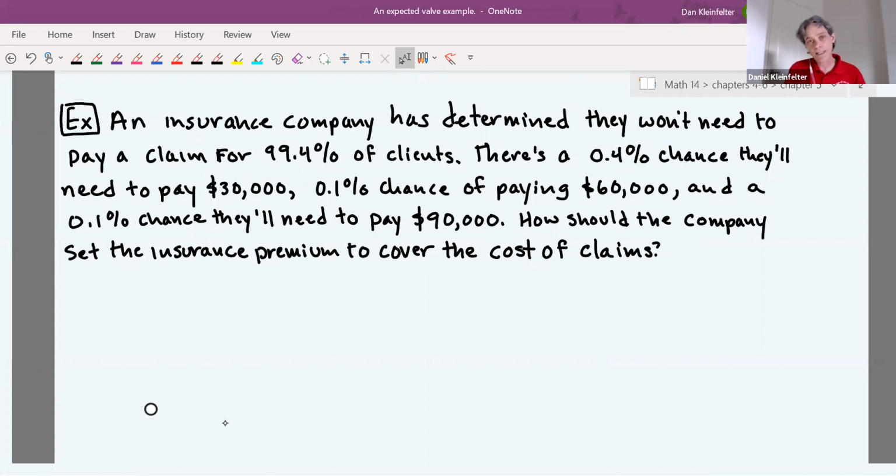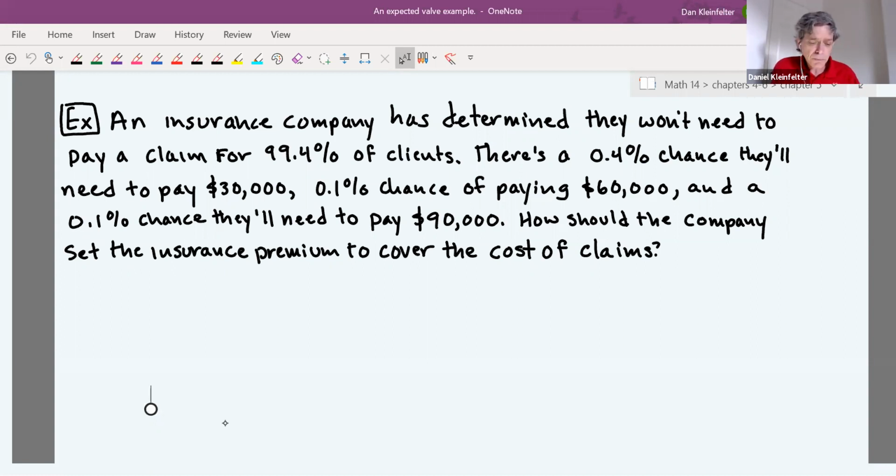So the story goes like this. It says an insurance company has determined that they won't need to pay a claim for 99.4% of its clients. There's a 0.4% chance they'll need to pay out $30,000, a 0.1% chance of paying $60,000, and a 0.1% chance that they'll pay $90,000. So based on that, we want to know how the insurance company should set their premium so that they could cover the cost of their claims. So that's the way insurance works, right? Most of the time you don't need the insurance, and so it can seem like you're paying for your insurance for no reason, but then when you do need your insurance, you need it.